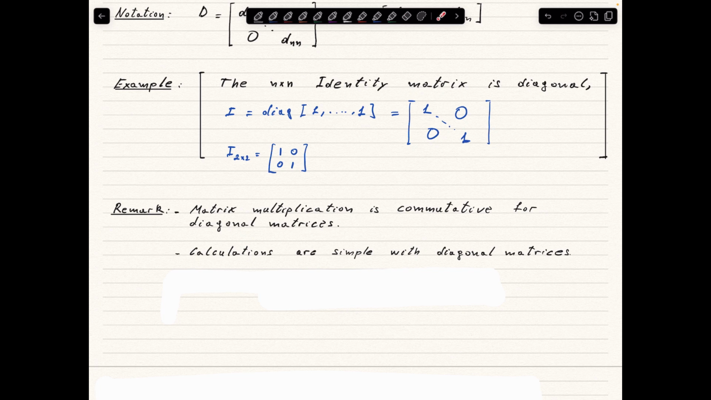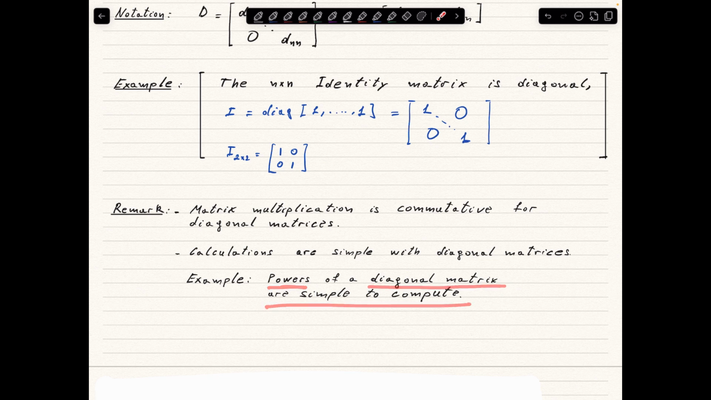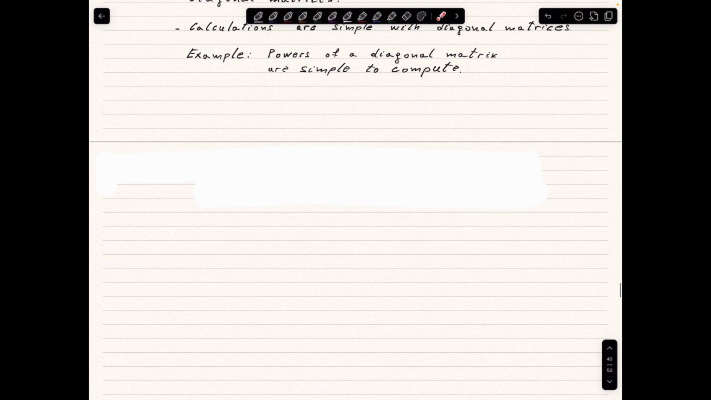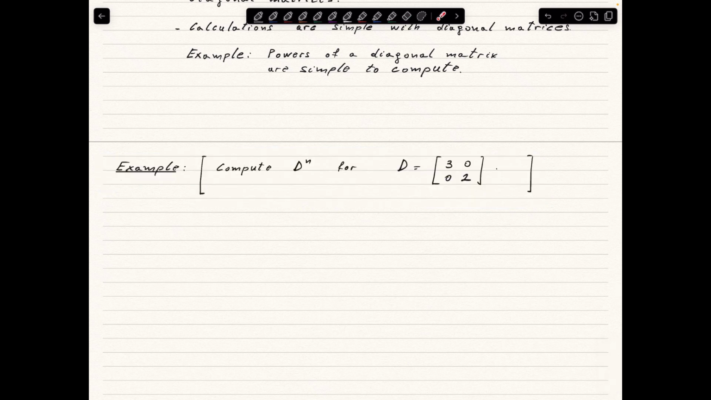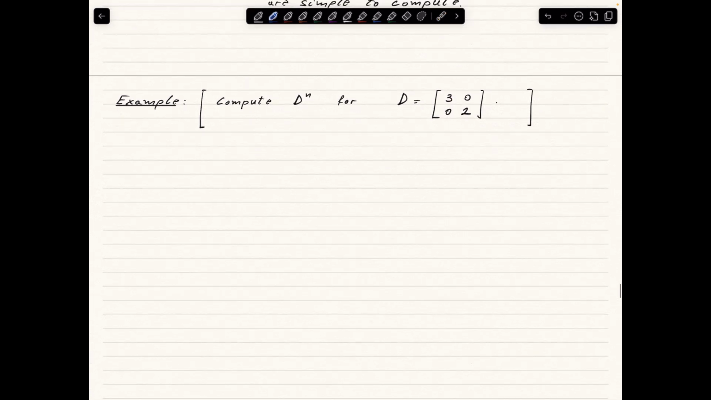An example of a calculation that could be in general complicated but is very simple with diagonal matrices is computing powers of a diagonal matrix. These are very simple to compute. Let's see how this is done. Compute the power n, for n any positive integer, of this matrix. This is a diagonal matrix with 3 and 2 in the diagonal. So let's do the calculation, solution here.